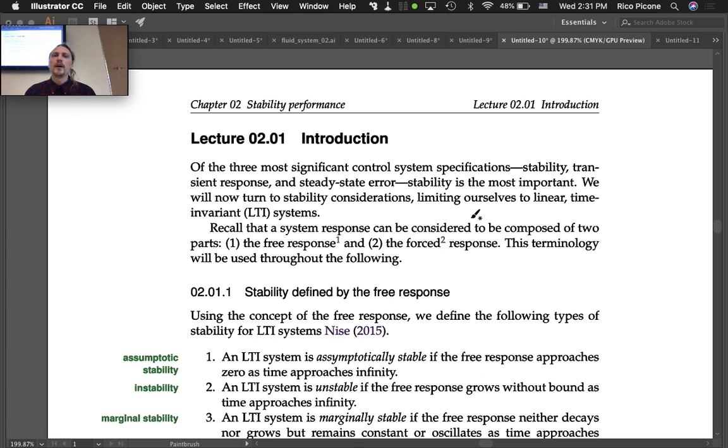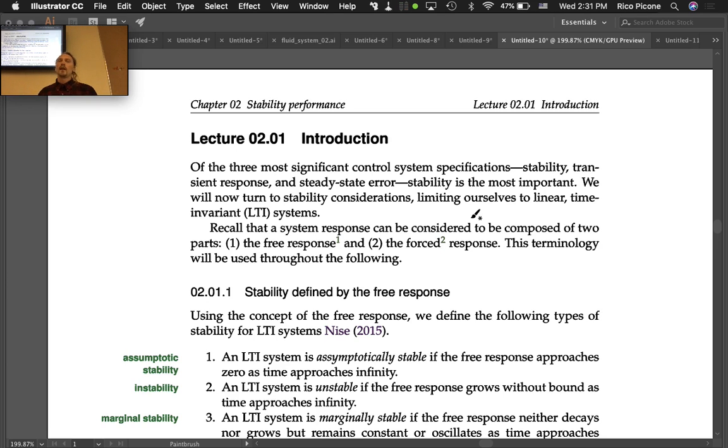All right, so 2.1, Introduction to Chapter 2 on Stability Performance. I said there are three main criteria that we'll use for control system performance. The first is stability. It's got to be stable, so that's our first one, and we're going to look at that in this chapter. Next we're going to look at the transient response performance, and thirdly, the steady state response performance.